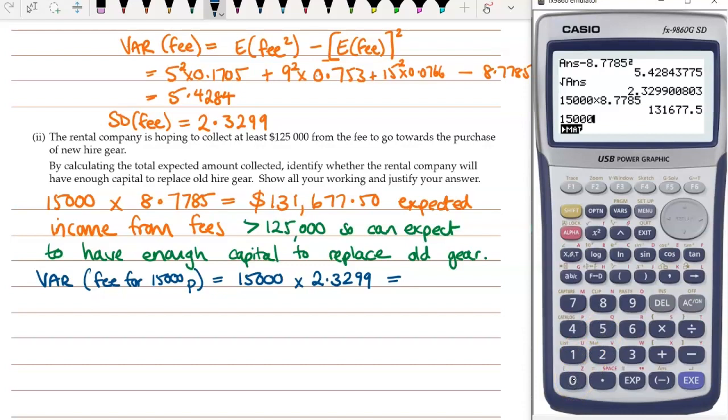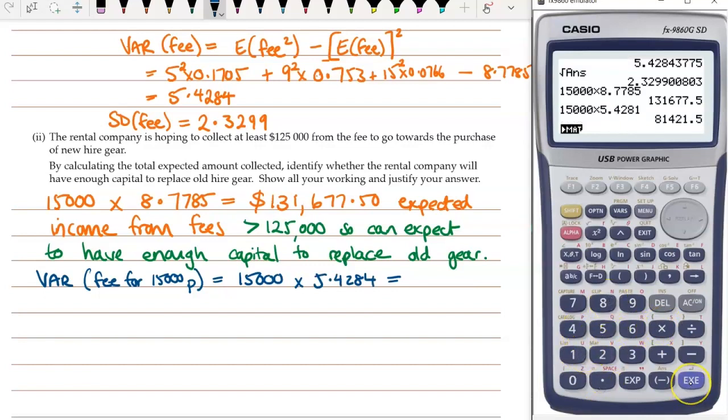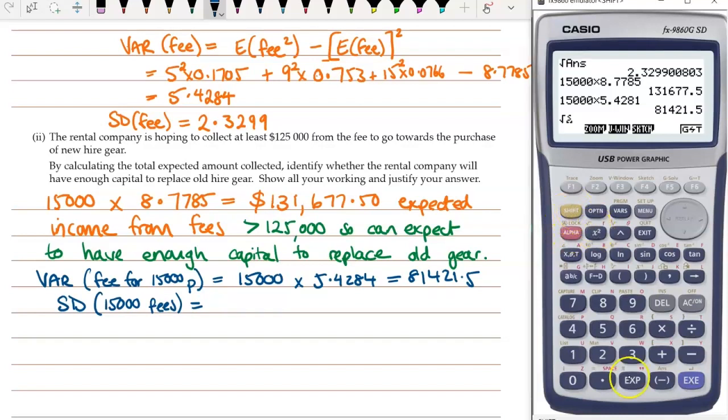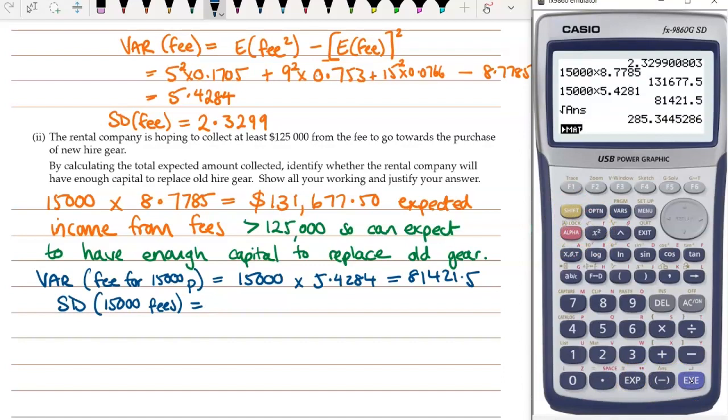Oh wait, that wasn't the variance, that was the standard deviation. So the variance was 5.4284. So 15,000 times 5.4284 is equal to 81421.5. So then the standard deviation for 15,000 fees would be the square root of this, which is $285.34.